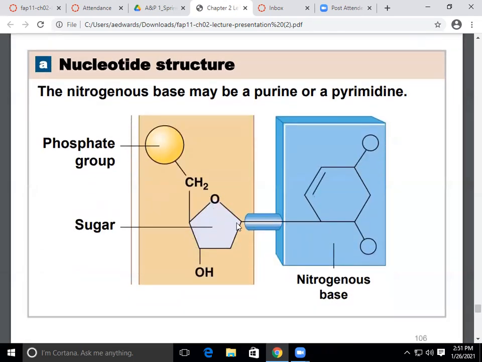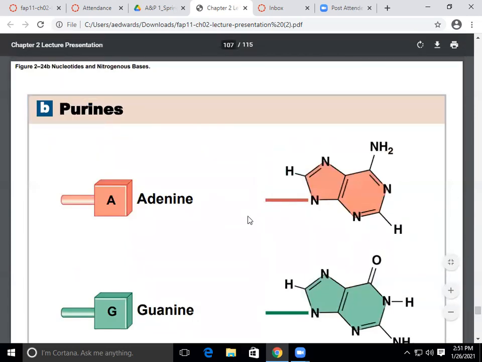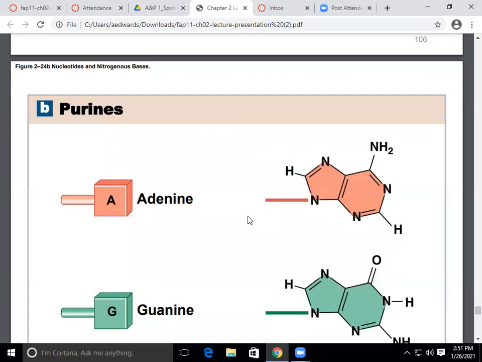All right, so this is what that looks like. Here's your pentose sugar, 5-membered ring, also 5 carbons, 1, 2, 3, 4, 5. And you have a phosphate group and a nitrogenous base. Nitrogenous base means it has nitrogen in it. All right, so we classify the nitrogenous bases as purines or pyrimidines. So you have adenine and guanine. I'm not going to make you memorize the actual structure. What I do want you to know is 2 things.